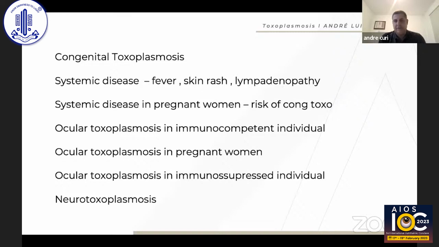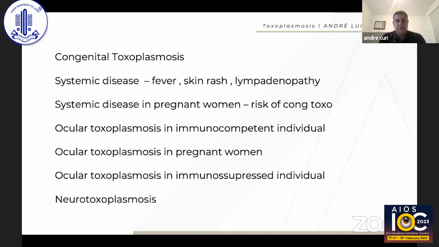So we have fever, skin rash, lymphadenopathy. The systemic disease in pregnant women carries the risk of congenital toxoplasmosis. Also, ocular toxoplasmosis in an immunocompetent individual. So the treatment will be different. The diagnosis will be different.